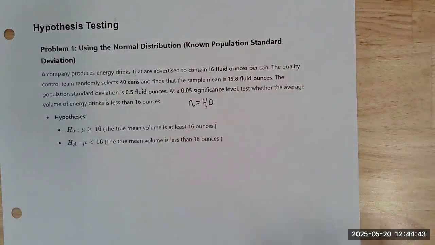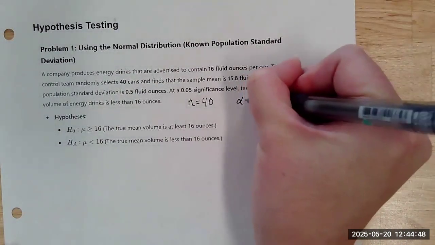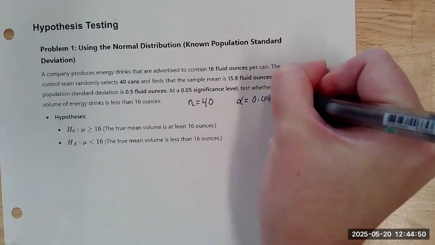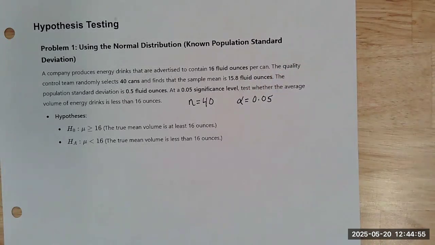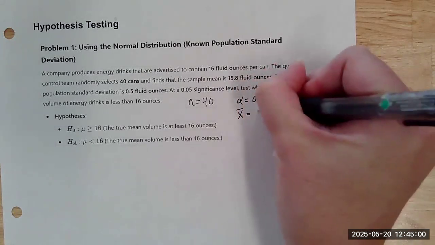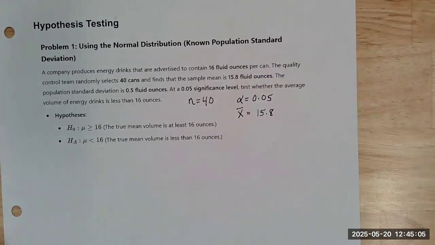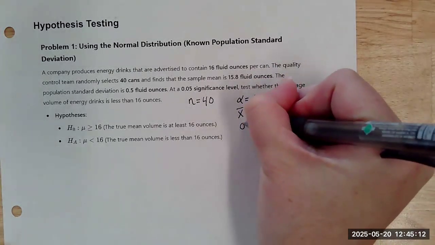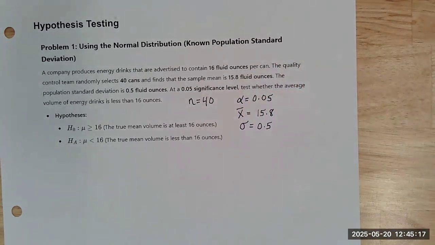And in terms of how we're going to do this problem, the other pieces of information that we got: our alpha is 0.05. And they gave us a sample mean. A sample mean is an X bar. They said the X bar was 15.8 fluid ounces. But they gave us a population standard deviation. So not an S, they gave us a sigma. They said that was 0.5 fluid ounces.